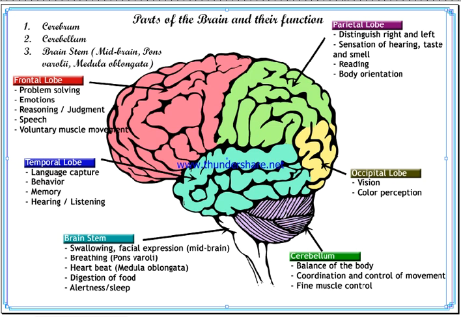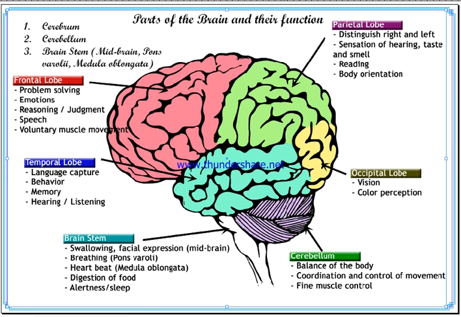Cerebellum helps in balancing of the body. Cerebellum is associated to our muscles. Okay, it is associated to our muscles. When we consciously balance our body, frontal lobe is associated. But when we unconsciously balance our body, cerebellum is associated.